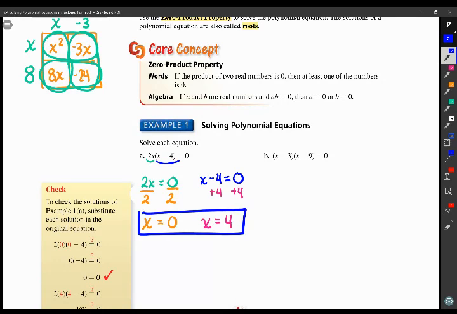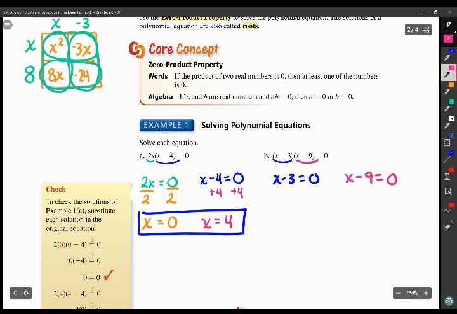If I look at B, same idea. We've got two factors. We have x minus 3 as a factor, and we have x minus 9 as a factor. And so we're going to go x minus 3 equals 0, and x minus 9 equals 0. And then we solve. So again, to get x all alone, we're going to add 3 to both sides. So we get x equals 3. To get the x all alone on the x minus 9, it's minus, so we add. And so we get x is equal to 9. Again, that's our solution for that problem.